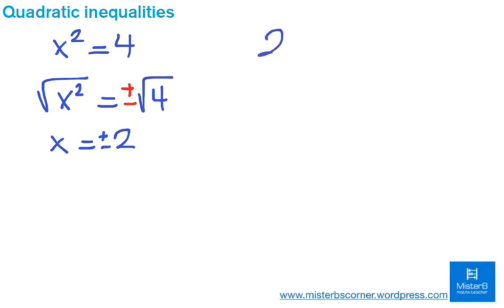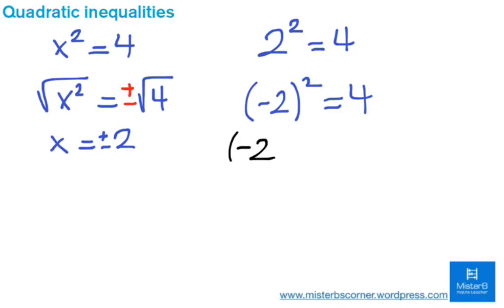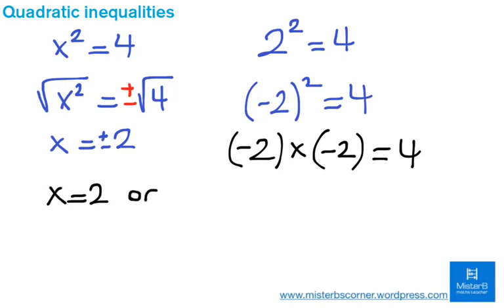Why? Because 2 squared is 4 as well as minus 2 squared is 4. Right? Because minus 2 times minus 2, which is minus 2 squared, is 4 because minus times minus makes plus. So we have two solutions, x equals 2 or x equals minus 2. Keeping this in mind, let's look at the inequality. Now consider x squared is less than 4.